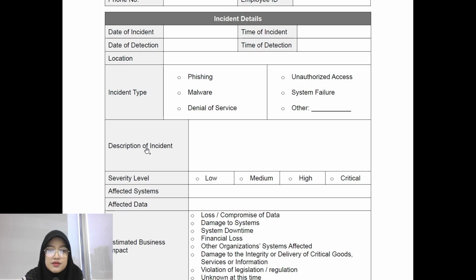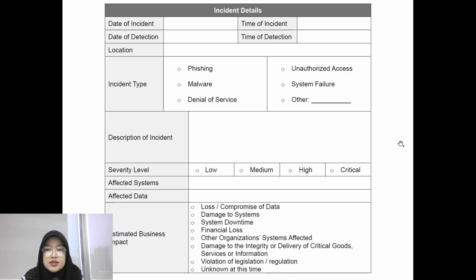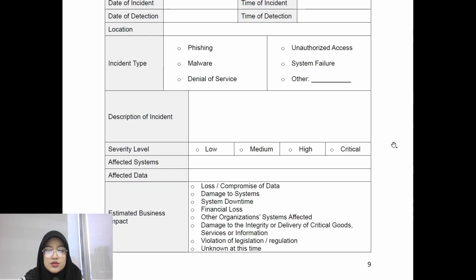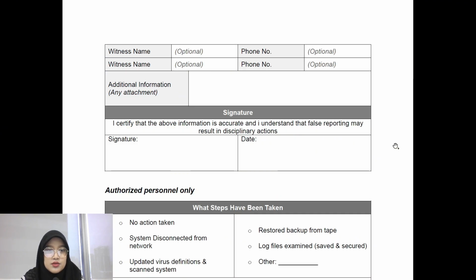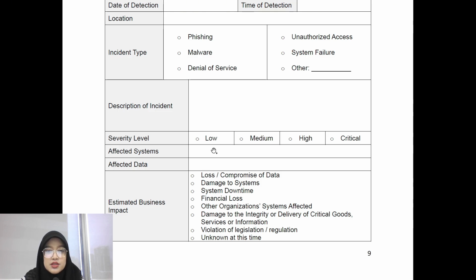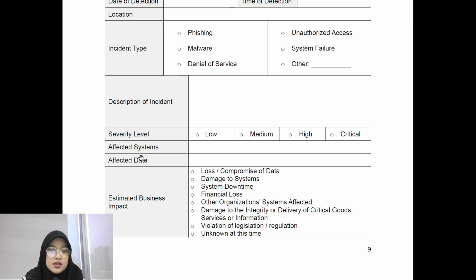Next is description of the incident. If they have an incident that they face, they need to describe the incident in detail to make it easy for the IT department to fix the incident. And the next one is severity level. We have 4, which are low, medium, high, and critical. So the employee needs to know the severity level of the incident they face. And then next is affected system. What kind of system got affected? Also affected data. What data was affected by the incident?